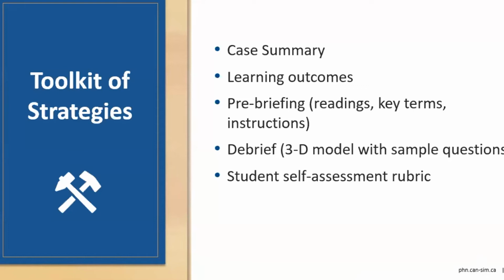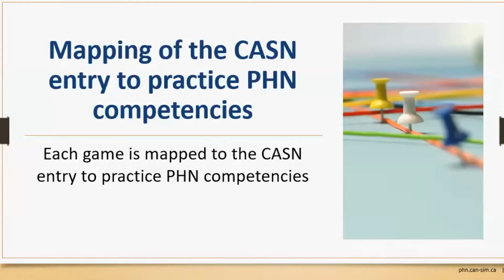The student self-assessment rubrics with a Likert scale offer the students an opportunity to quantify their perceived competence in meeting each learning outcome. It also provides a little more flexibility to self-rate their knowledge. As noted, the companion guide in one of the appendices goes through the Kaizen Public Health Nursing Entry to Practice competencies, and they are mapped to each of the games.